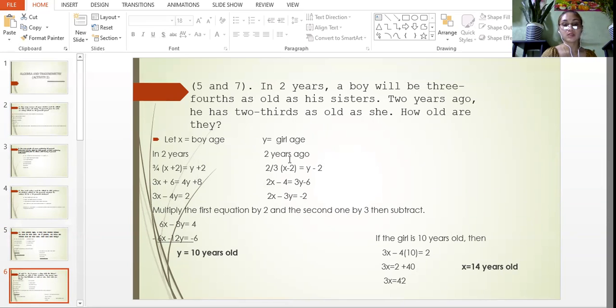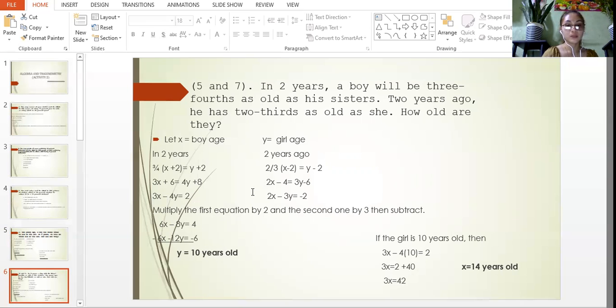2 years ago, 2/3 times the quantity of x minus 2 is equal to y minus 2. So 2x minus 4 is equal to 3y minus 6. So 2x minus 3y is equal to negative 2. Multiply the first equation by 2 and the second equation by 3, then subtract. So 2 times 3x equals 6x, minus 2 times 4y is equal to 8y, then equal to 2 times 2 is equal to 4.